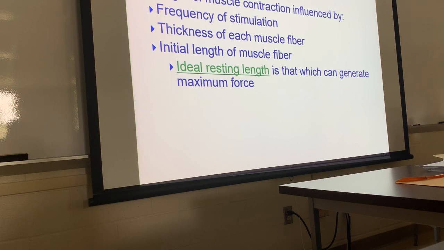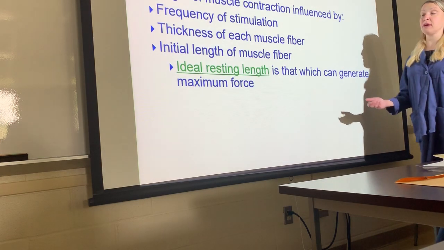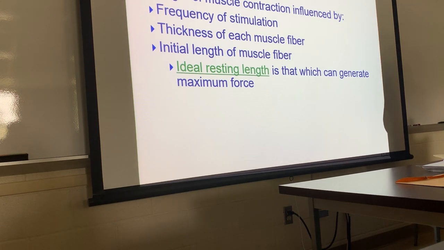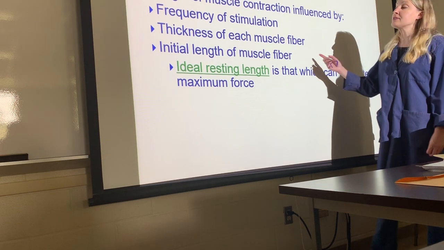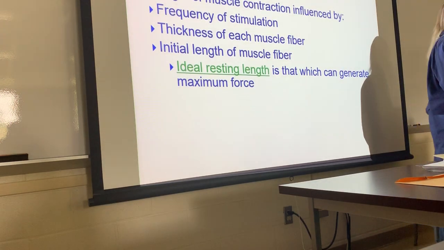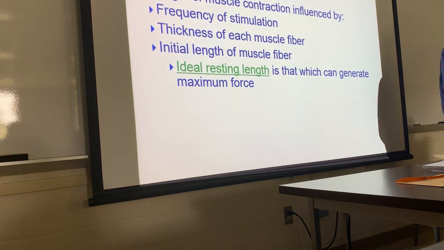So if you have a thicker fiber, what makes it thicker is that you have to have more actin and myosin. That's what makes the cell larger. So the thicker the fiber, the stronger the muscle contraction strength. If you have more actin and myosin, you can produce more power. And the last one is the initial length of the muscle fiber. And this is what we're going to get into. This is going to be kind of a variable thing.